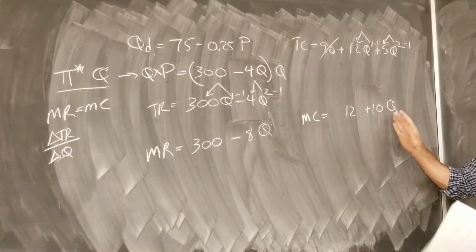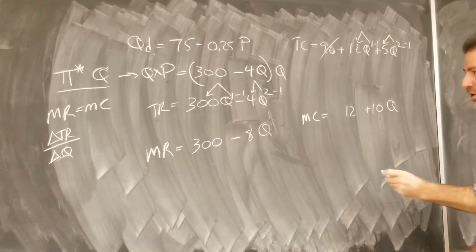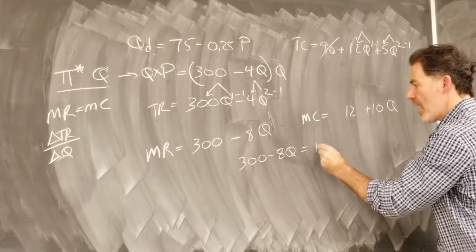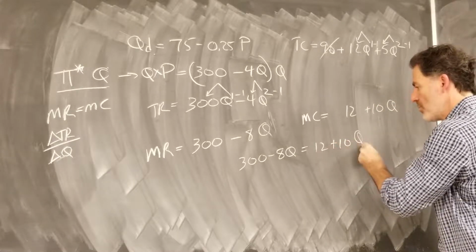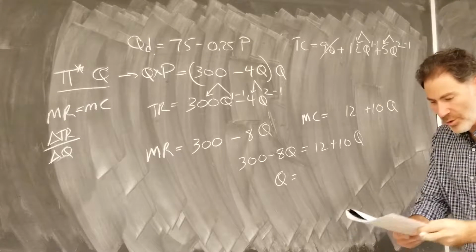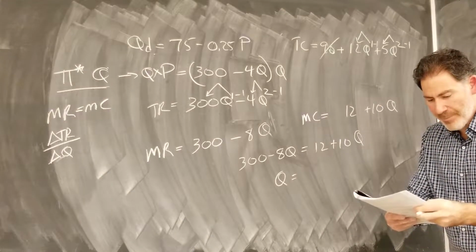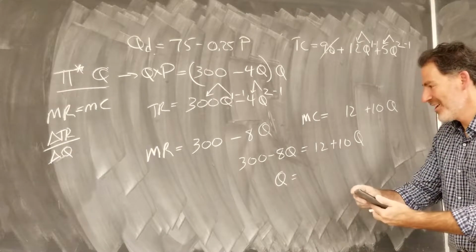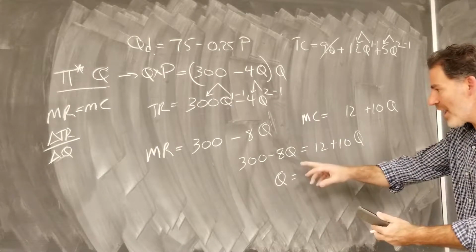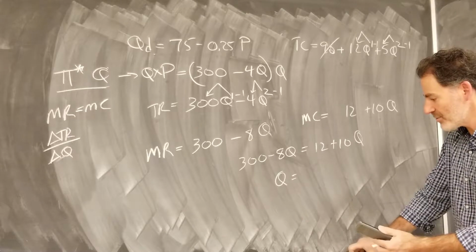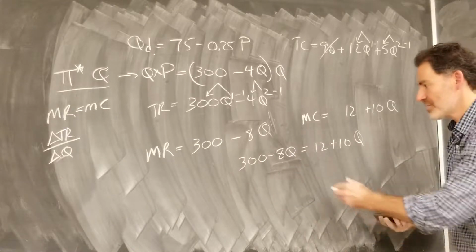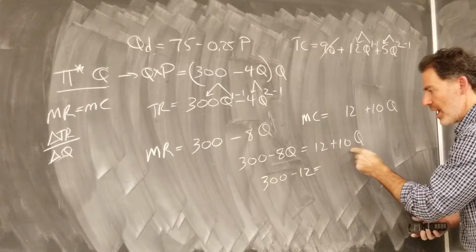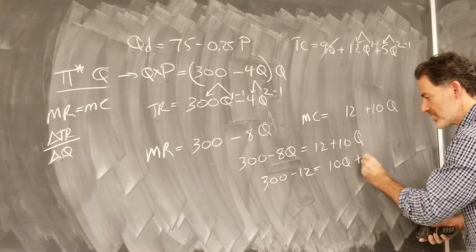Marginal revenue, marginal cost, let's set them together and solve for Q. 300 minus 8Q is equal to 12 plus 10Q. And we get Q is equal to, what did I end up with? I didn't even do the math. Let's just do the math here. Okay, so what do I have here? Well, we better do it step by step. Okay, so we'll do 300 minus 12 is equal to 10Q plus 8Q.